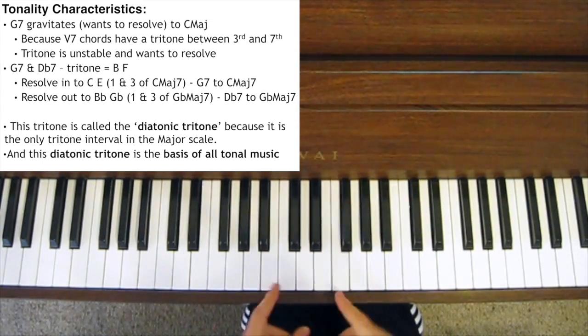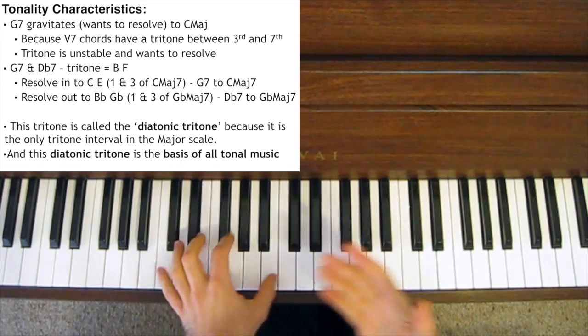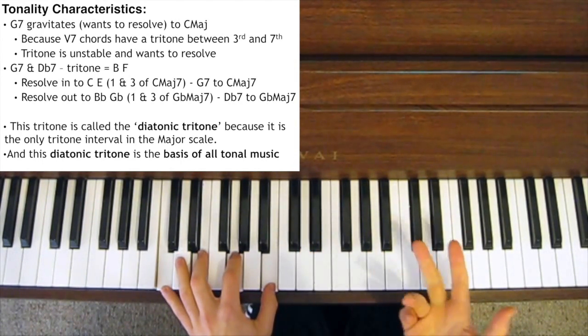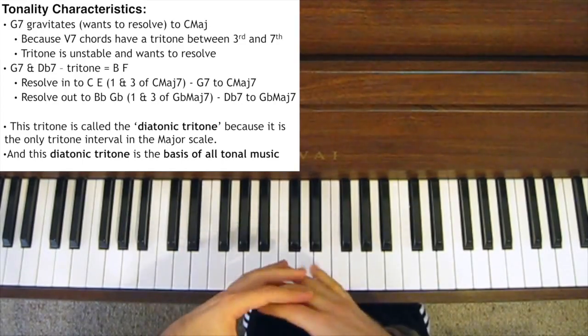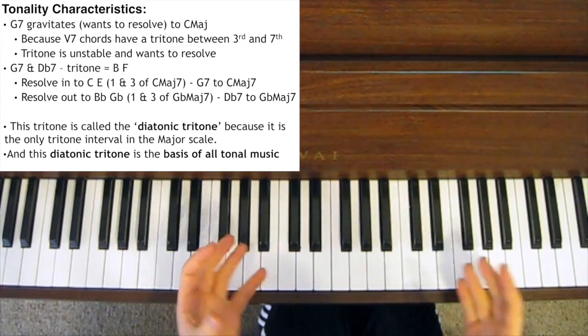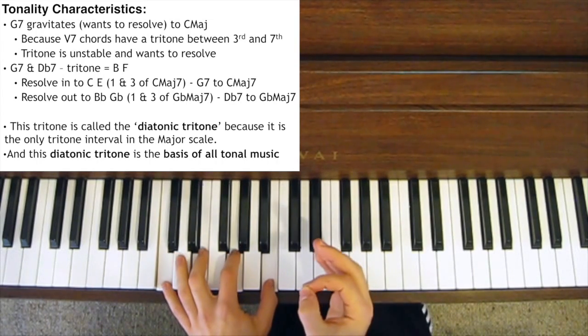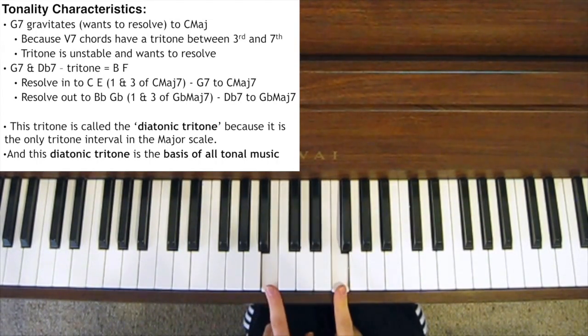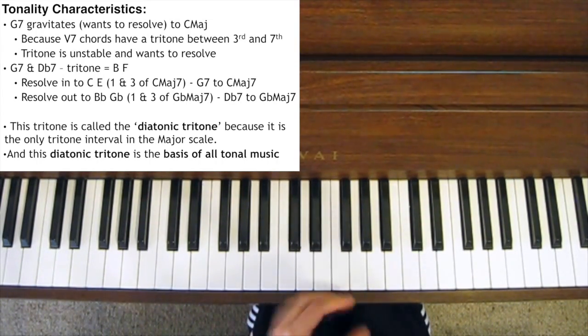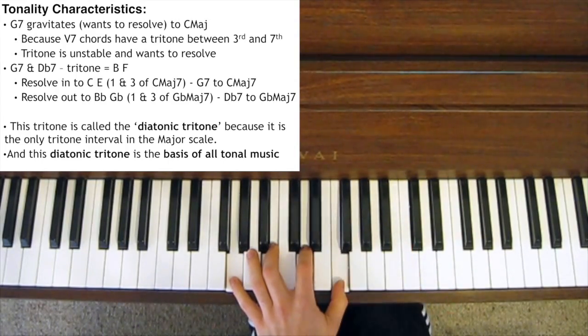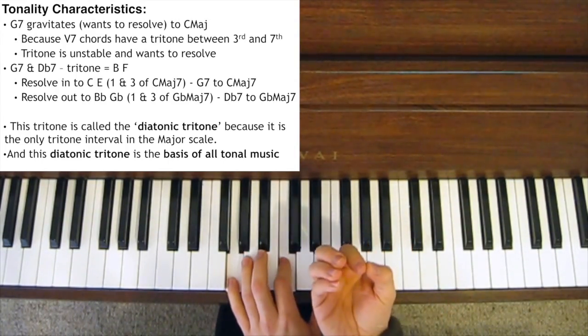And this tritone is really the basis of all tonal music. So it has a tonic, which is what makes this tonal music, and all the other chords in that key want to move into or resolve into that tonic chord. And this tritone interval is precisely what makes that dominant feel like it wants to resolve into the tonic.